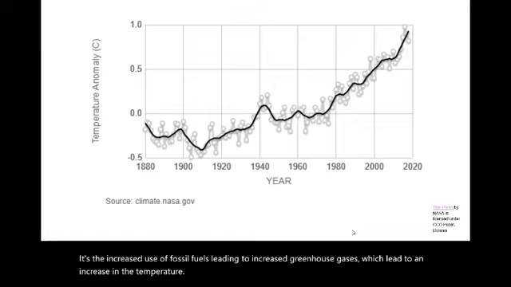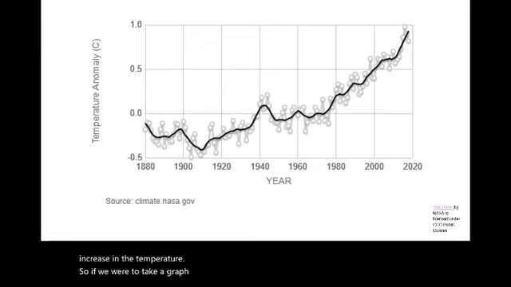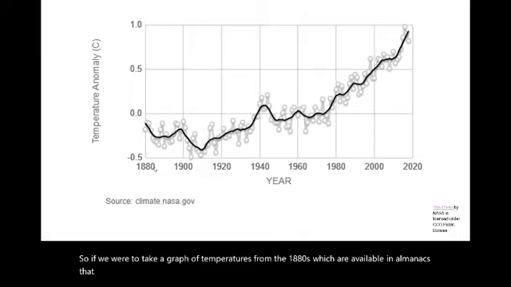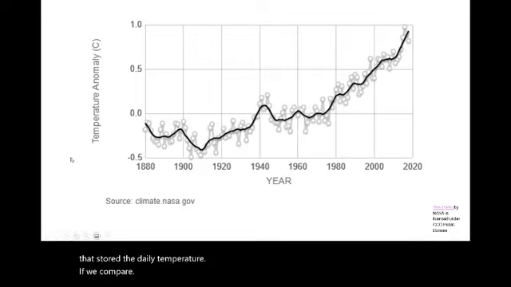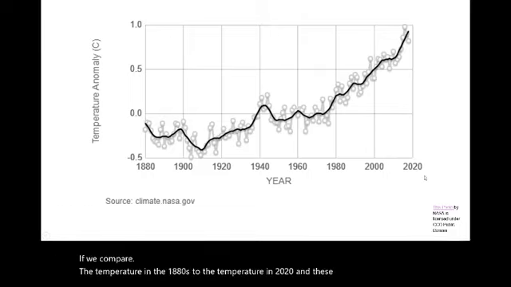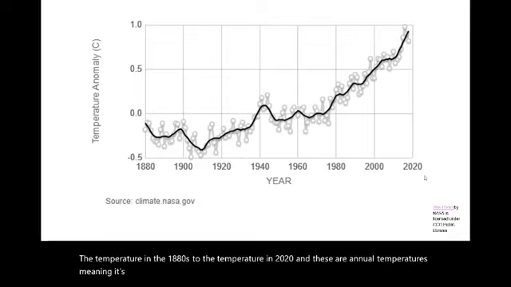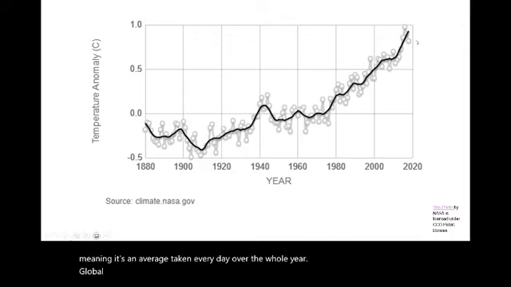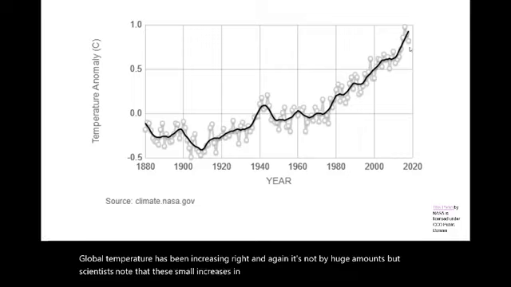If we were to take a graph of temperatures from the 1880s, which are available in almanacs that stored the daily temperature, and compare it to the temperature in 2020, and these are annual temperatures, meaning an average taken every day over the whole year, the global temperature has been increasing, right? And again, it's not by huge amounts, but scientists note that these small increases in temperature could be catastrophic later.